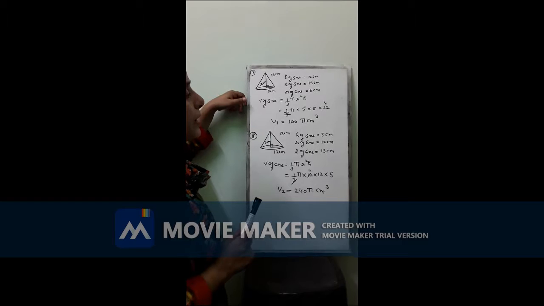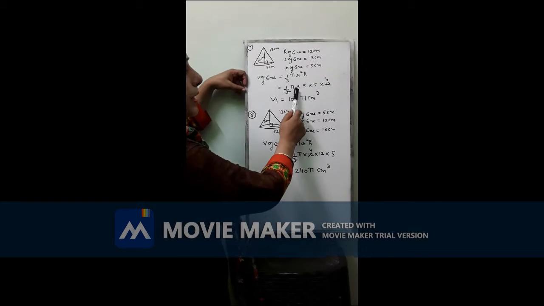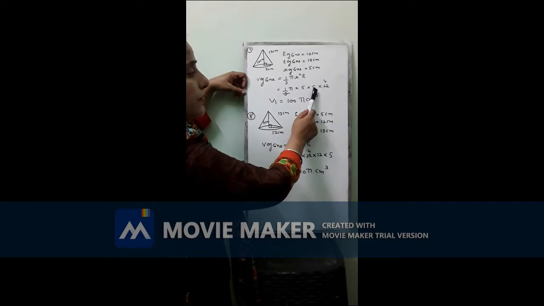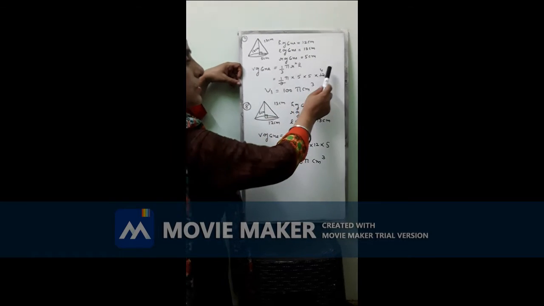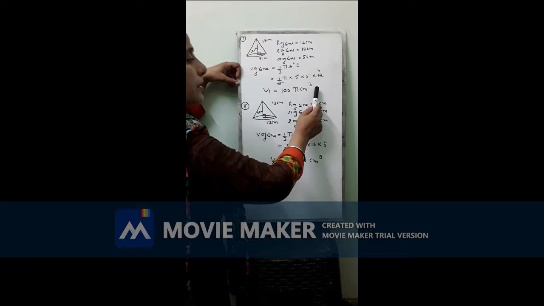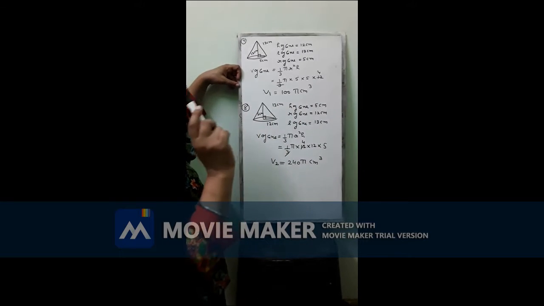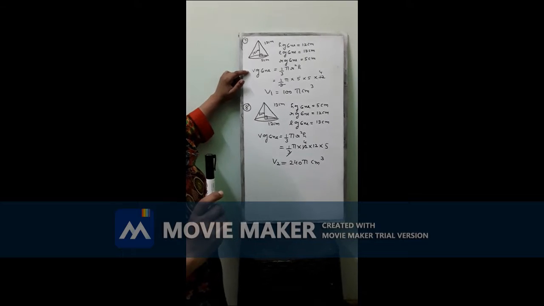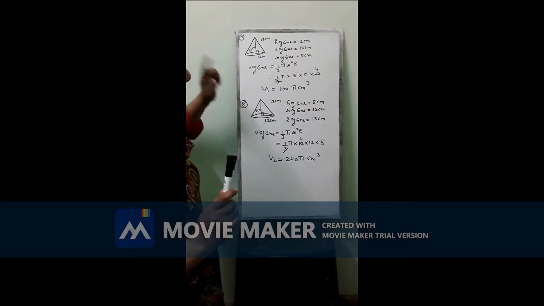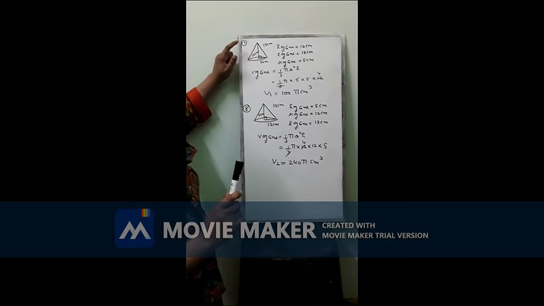Now we need to find the volume of the cone. 1 upon 3 pi r square h. Pi is as it is. R square is 5 into 5 and height is 12. Do the cutting on the table of 3. 3 4s are 12. You will get 100 pi centimeter cube. Pi is as it is because sum number 7 and 8 are interlinked. Clear? In sum number 8 the statement is same.